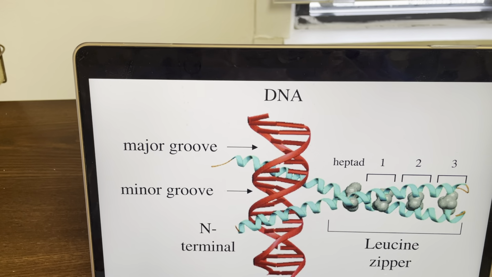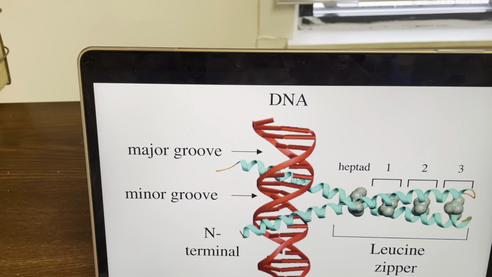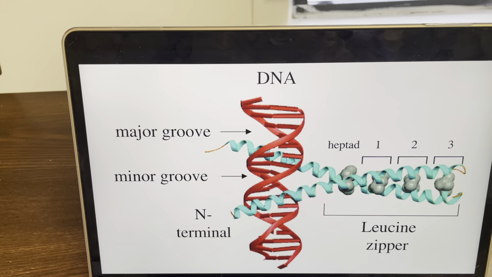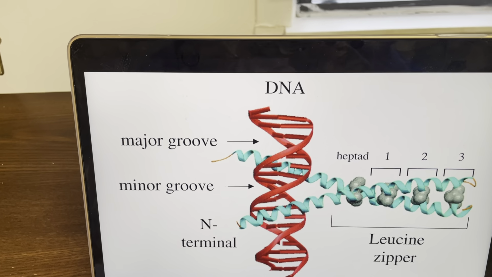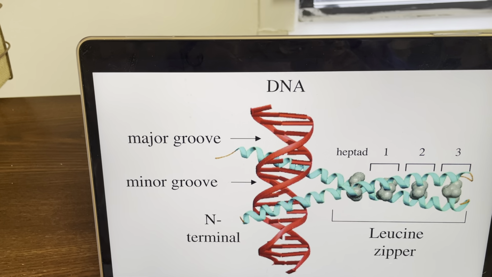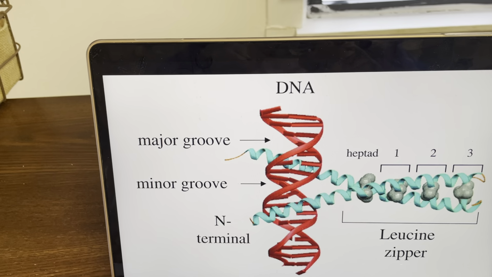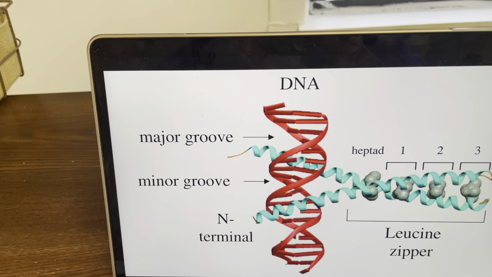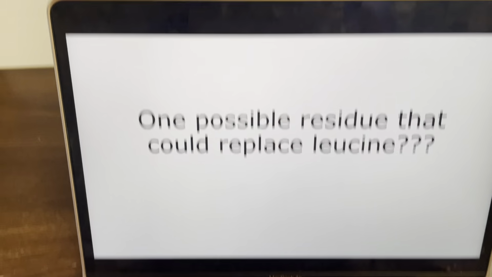The extension of the two leucine zipper helixes straddle the DNA major groove, and you can see the major and the minor groove there. Side chains from both helixes extend into the groove to contact the DNA bases. The specific interactions between side chains and bases are, of course, the hydrogen bonds.